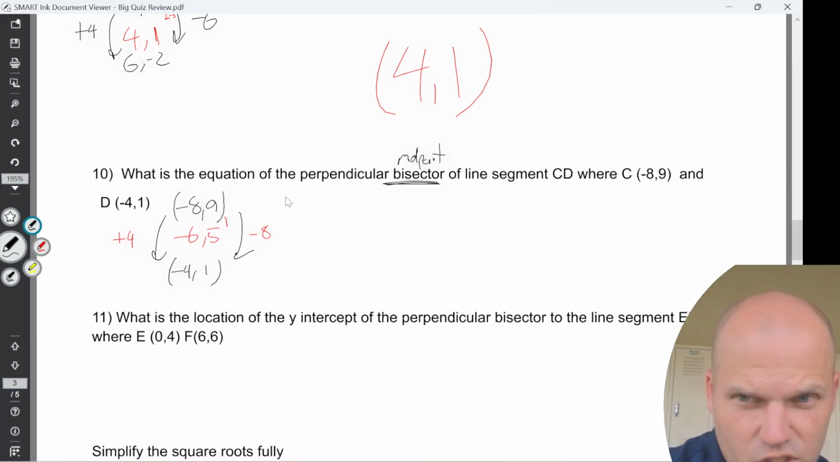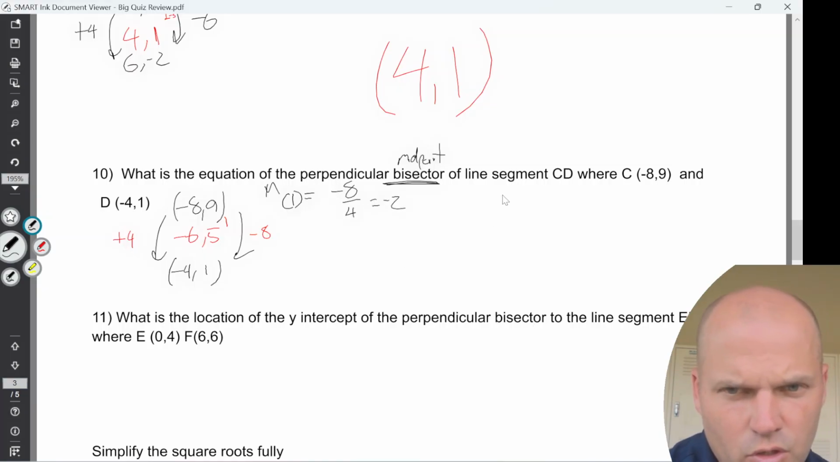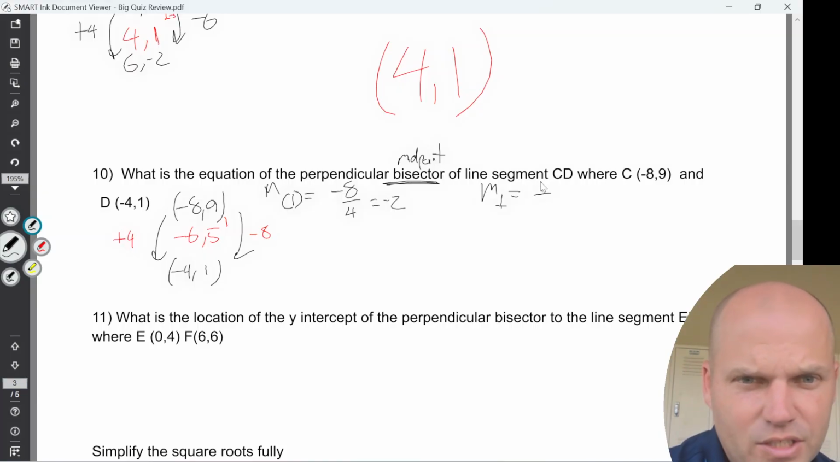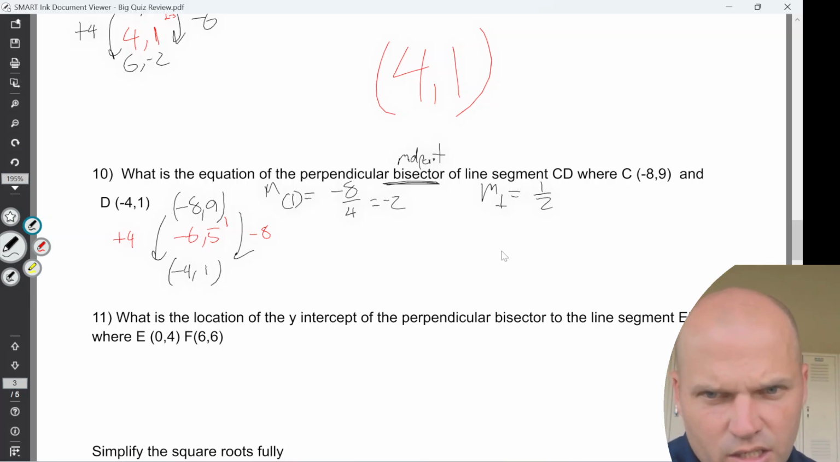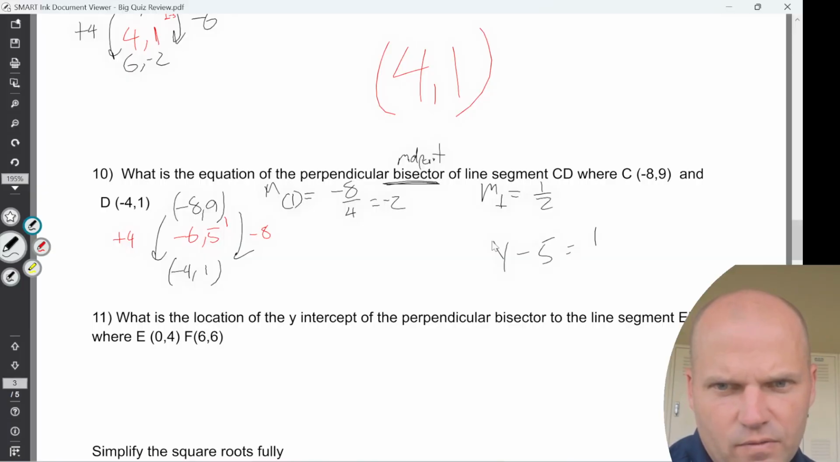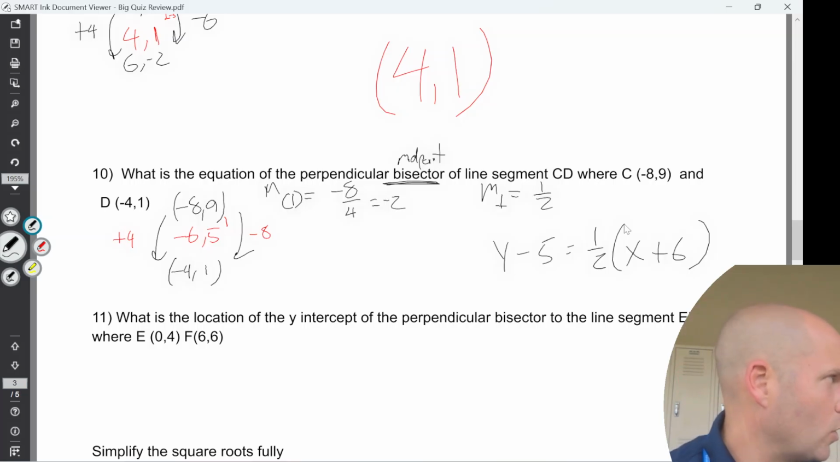We also know that the slope of CD is negative 8 over 4, which is negative 2, which means my perpendicular slope will have to be positive 1 over 2, or positive 4 over positive 8, giving us the equation y minus 5 equals positive 1/2 x plus 6. I'm going through the midpoint, and I'm using a perpendicular slope.